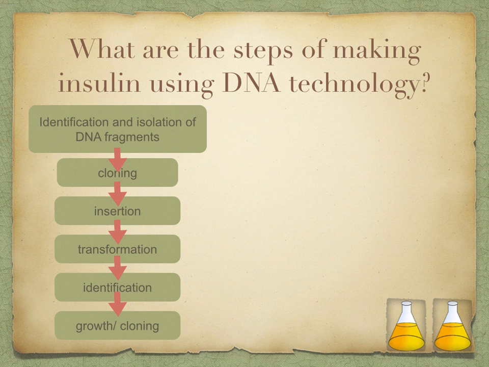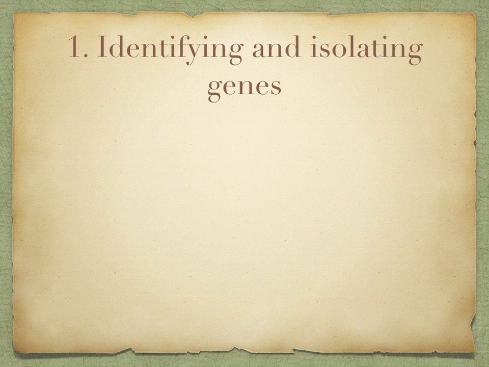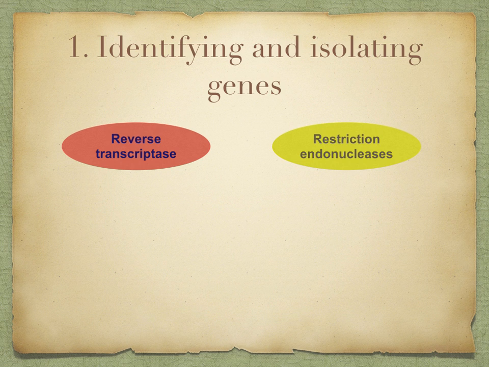Right, let's have a look at the first step, identification and isolation of DNA fragments. So before a gene can be transplanted, it must be identified and isolated from the rest of the DNA. Given that the required gene may consist of a sequence of a few hundred bases amongst the million in human DNA, this is quite an intricate process. So there's two methods that you can use. Either reverse transcriptase or restriction endonucleases. And both of these involve enzymes.